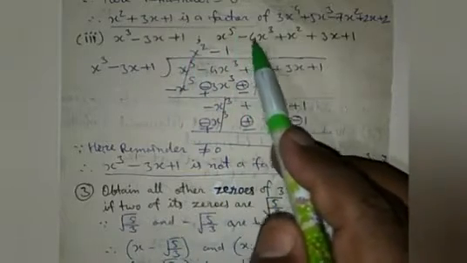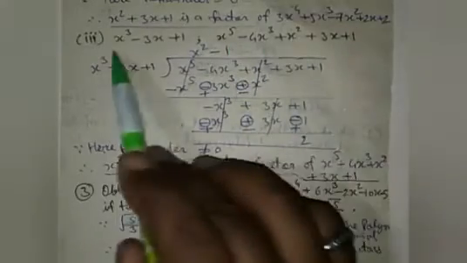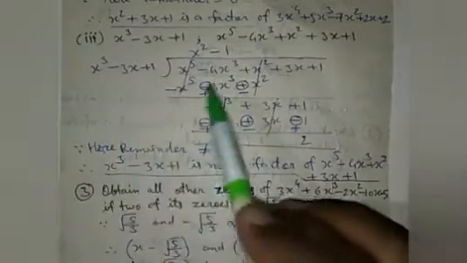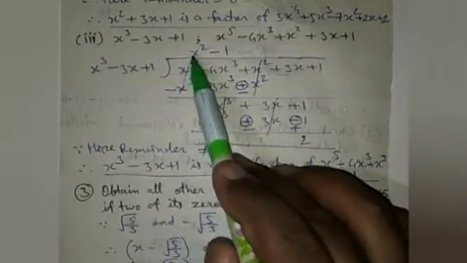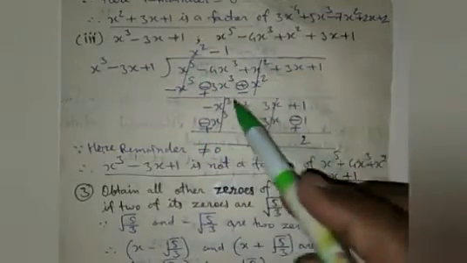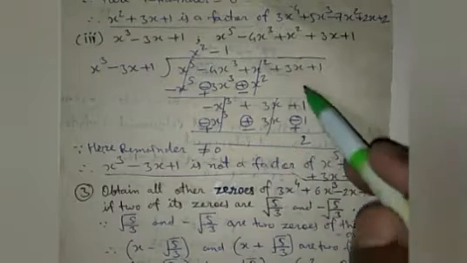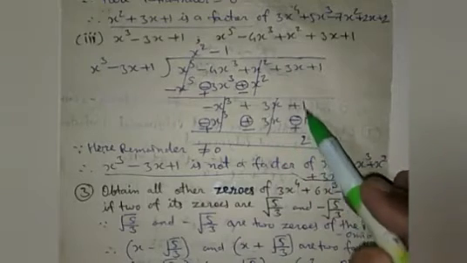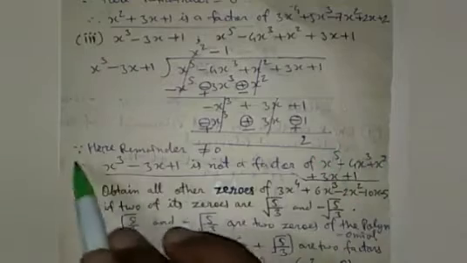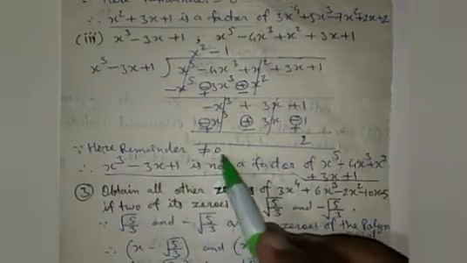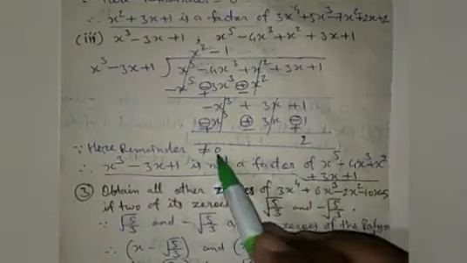x power 5 minus 4x power 3 plus x square plus 3x plus 1. So here you have to divide this polynomial by this. On dividing, you will get the quotient x square minus 1, and the remainder as 2. Since the remainder is not equal to 0, because the remainder is 2, the first polynomial is not a factor of the second polynomial.